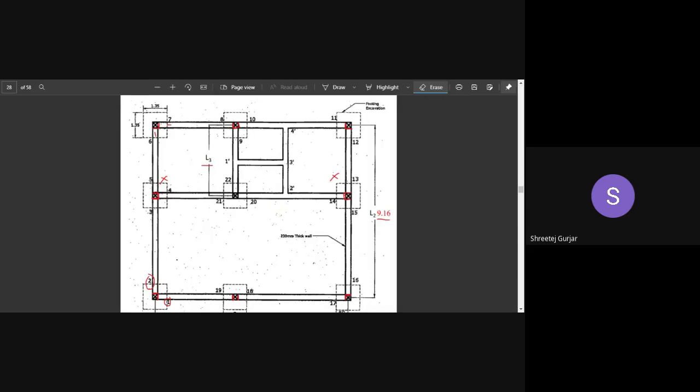If you want, we can solve one more RCC frame structure problem as an extra in our extra class. So you can just let me know in your group if you want me to solve one more problem regarding this RCC frame structure. So we can have an extra class. Okay, so now moving on. I hope this is clear, and if you have any doubts, you can just let me know. I hope this numerical is clear.